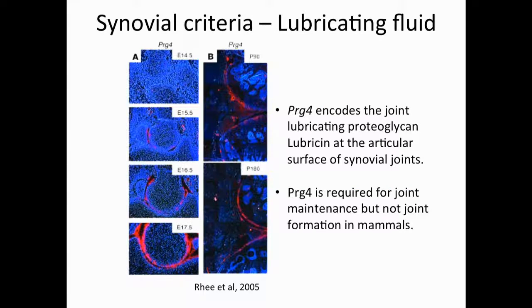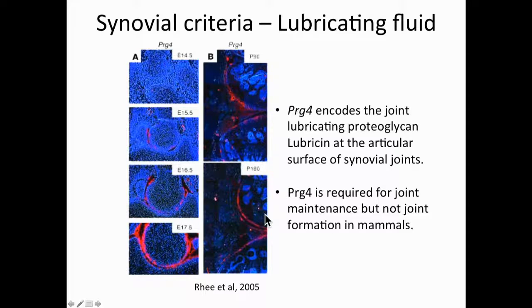But the true hallmark and what we need to establish to call something a synovial joint is the presence of a lubricating fluid. And this in particular, we looked at the expression of a gene, PRG4, because PRG4 encodes the joint lubricating proteoglycan lubricin, which is the hallmark of synovial joints. And it's expressed at the articular surface of synovial joints as they develop. So here you can see red stain for PRG4 in developing mouse joints that comes on by E17.5 and is maintained out in adult stages.